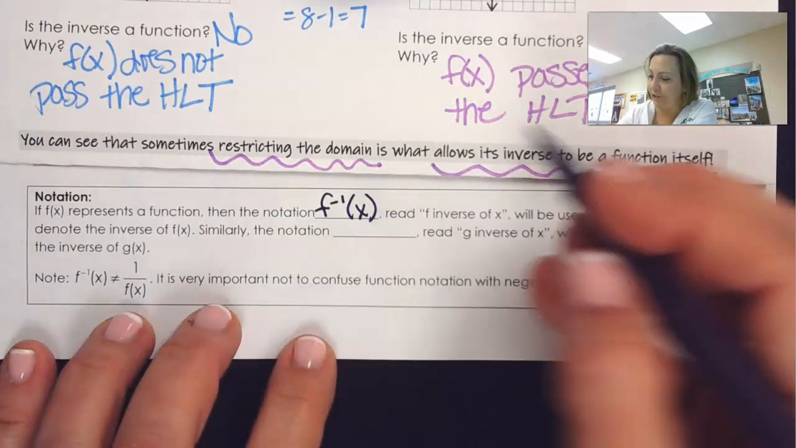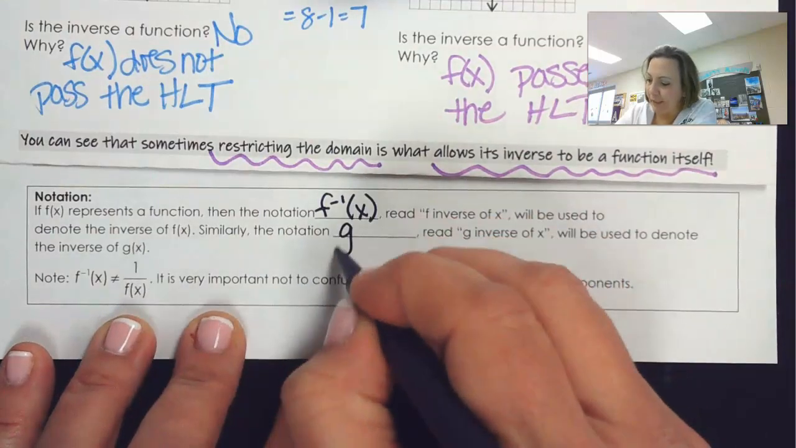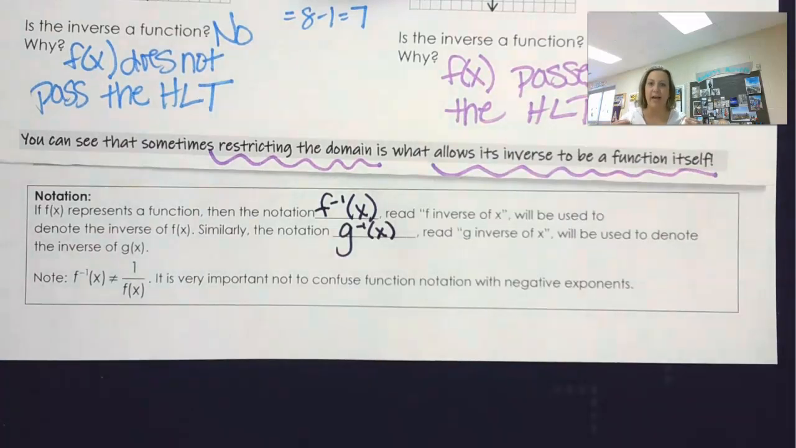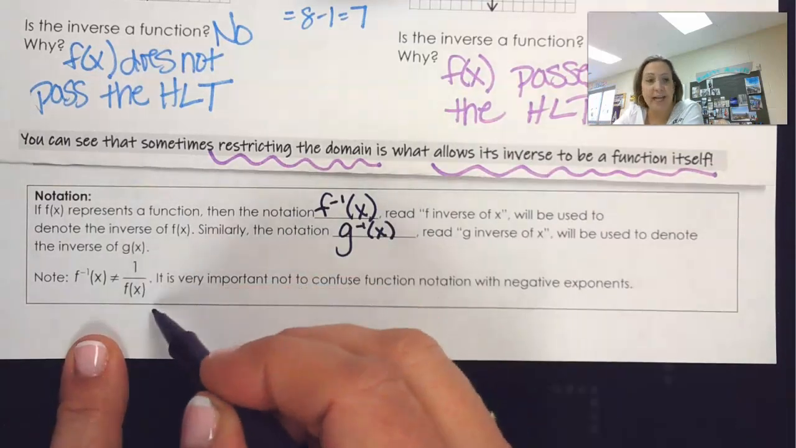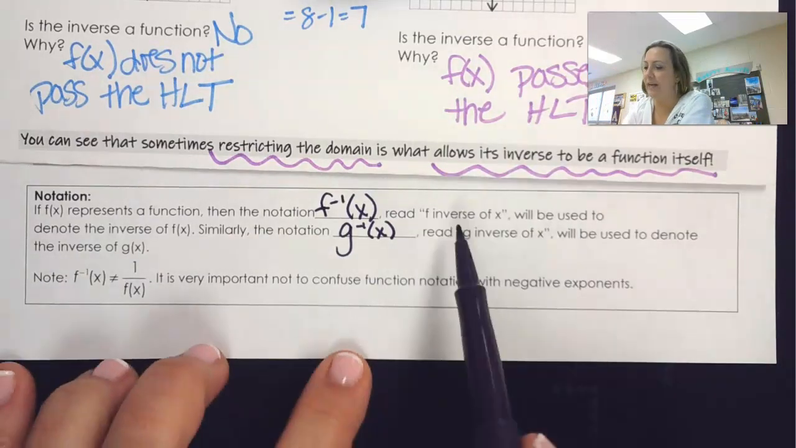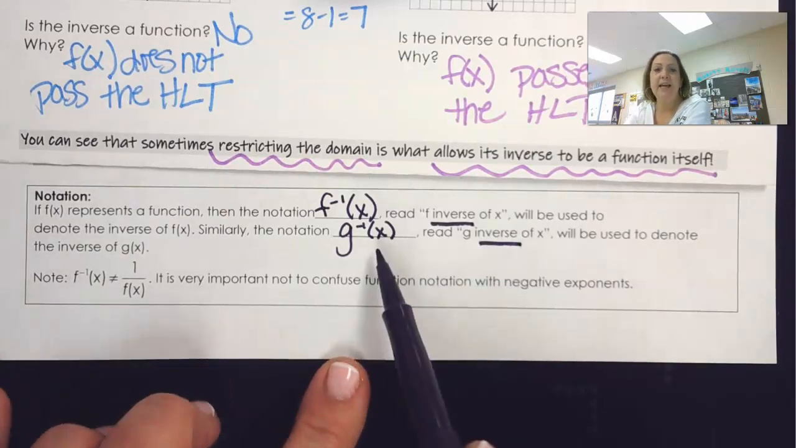Similarly, this notation to denote the inverse of g of x will be g inverse of x. And again, it's not read g negative 1 of x, it's read g inverse of x. That's what we use to denote the inverse of a specific function. Even though we see that negative exponent, it does not mean that we're putting the function in the denominator. It doesn't really mean a negative exponent. Notice it's read f inverse of x, g inverse of x.